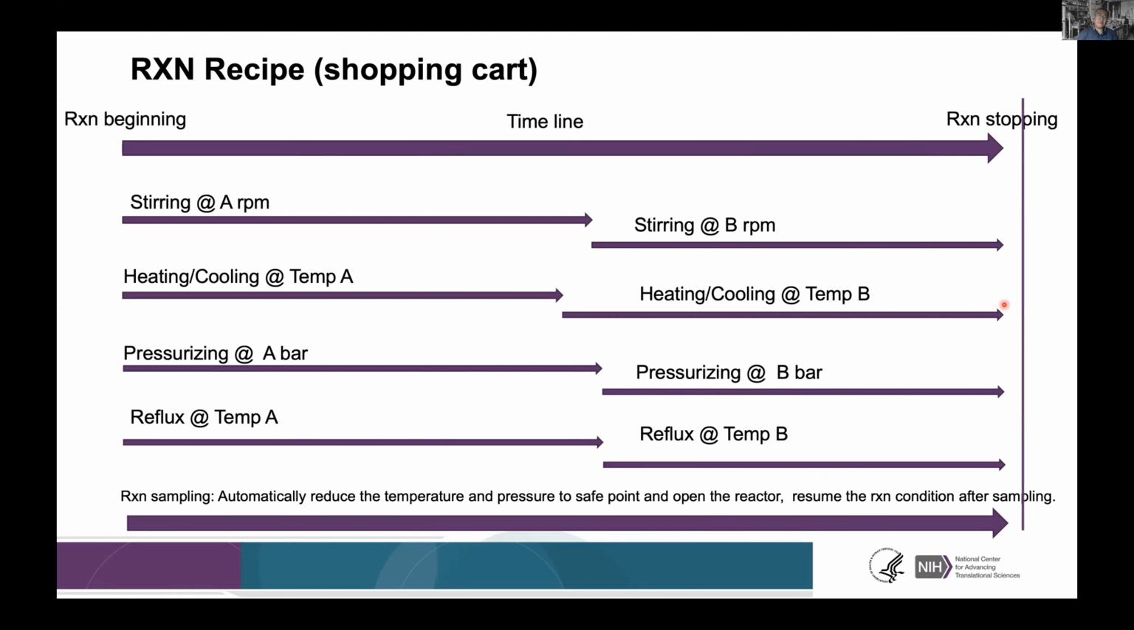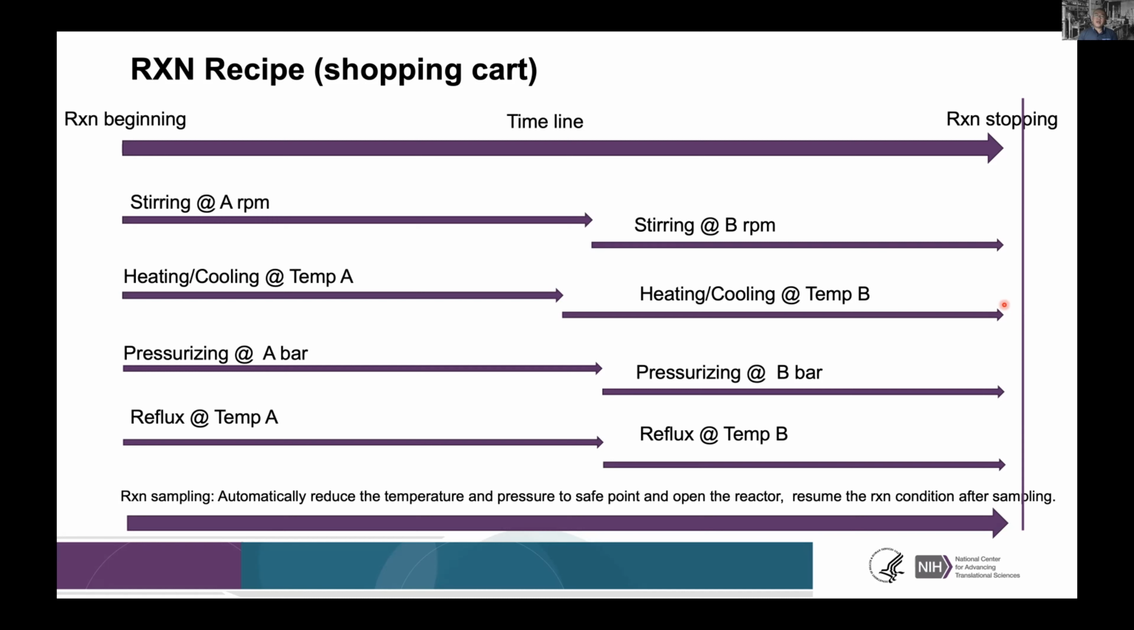And also the most important function we have here is sampling. Through the whole time of the reaction recipe, you can decide when you want to sample your reaction. You just need to manually click the button and the reactor will automatically lower the temperature and the pressure to a safe point and open up the reactor. Remember, our reactor can be super hot and super pressurized. So for safety reasons, everything will go back to ambient pressure and ambient temperature.